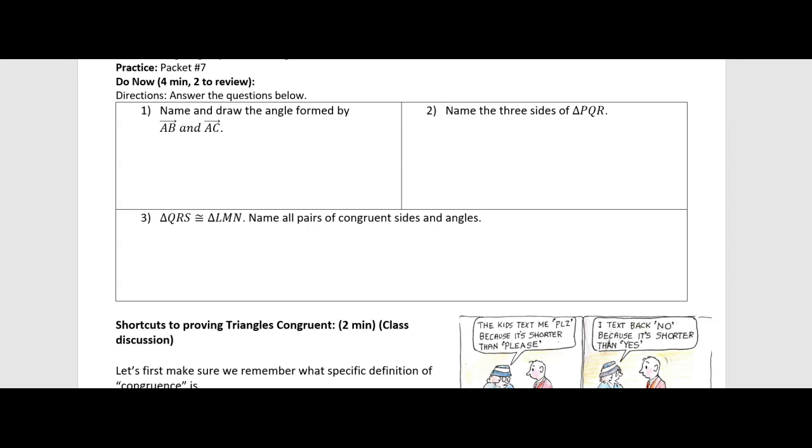All right, so the first question says, name and draw the angle formed by ray AB and ray AC. Here's ray AB. And here's ray AC. Of course, A is the vertex of this angle because it's the shared point between the rays. We could name this angle angle A because there's only one angle around vertex A. We could say angle BAC, and we could say angle CAB. Of course, the similarity is that A is always in the middle because it is a vertex.